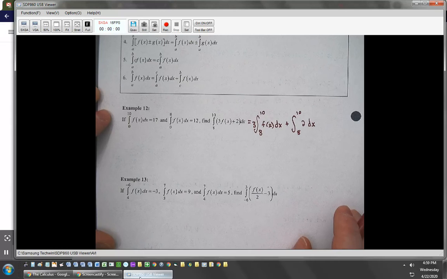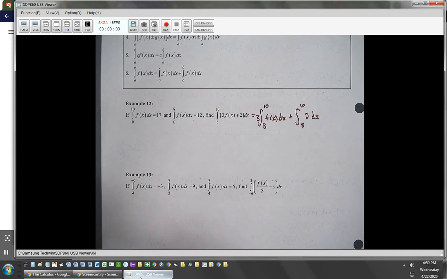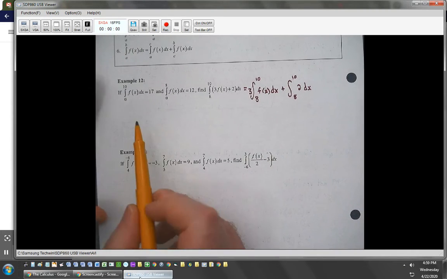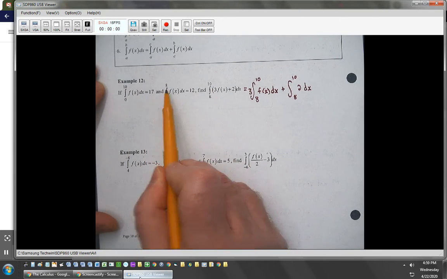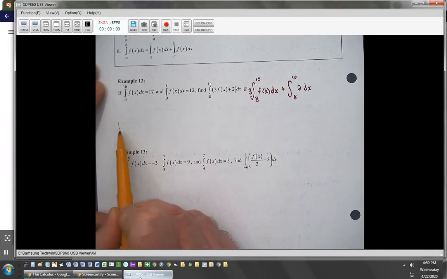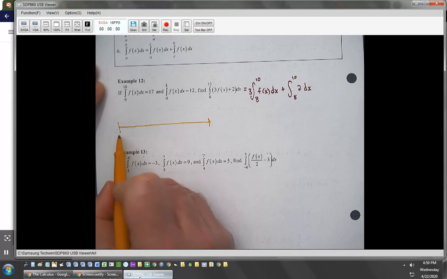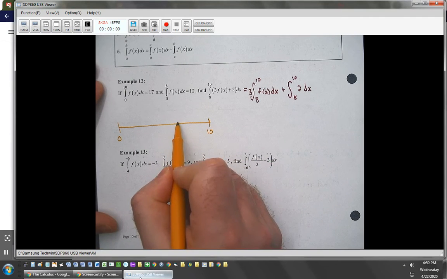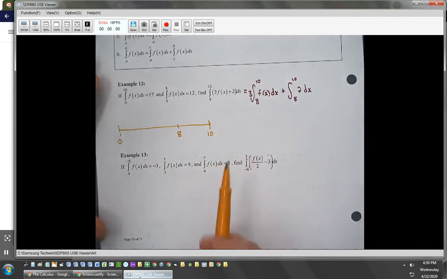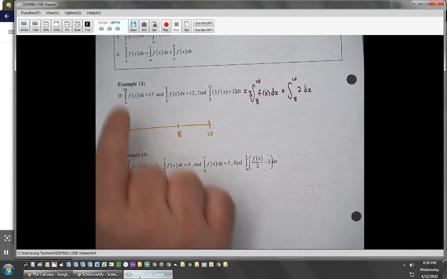I think the easiest way to figure this out is to make a little chart. Over here, I'm going to make a number line based on what info they gave me. So the whole interval, the lowest number is 0, the biggest number is 10. Along the way, the other number that we care about is 8. And now I can start to plug in values based off of these integrals.